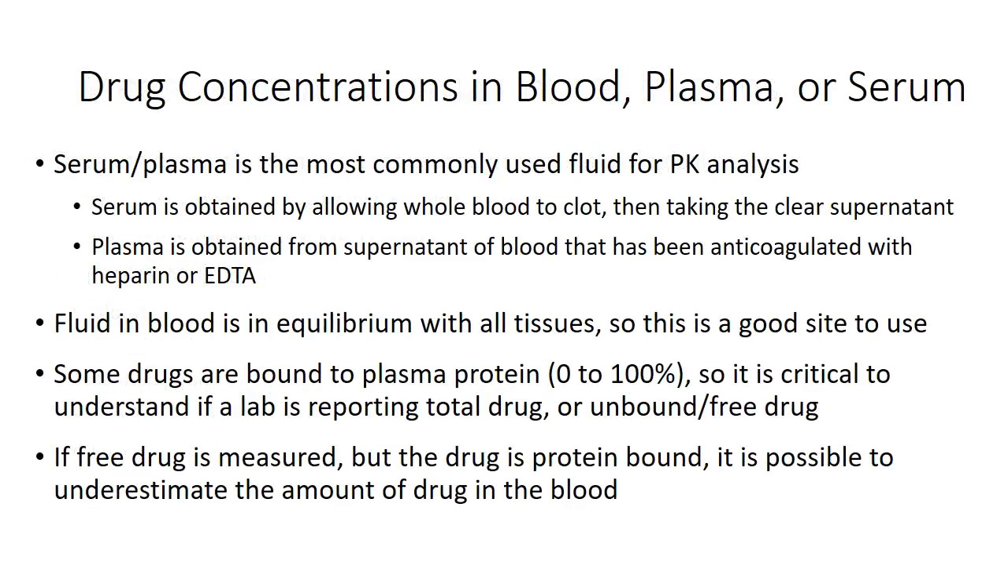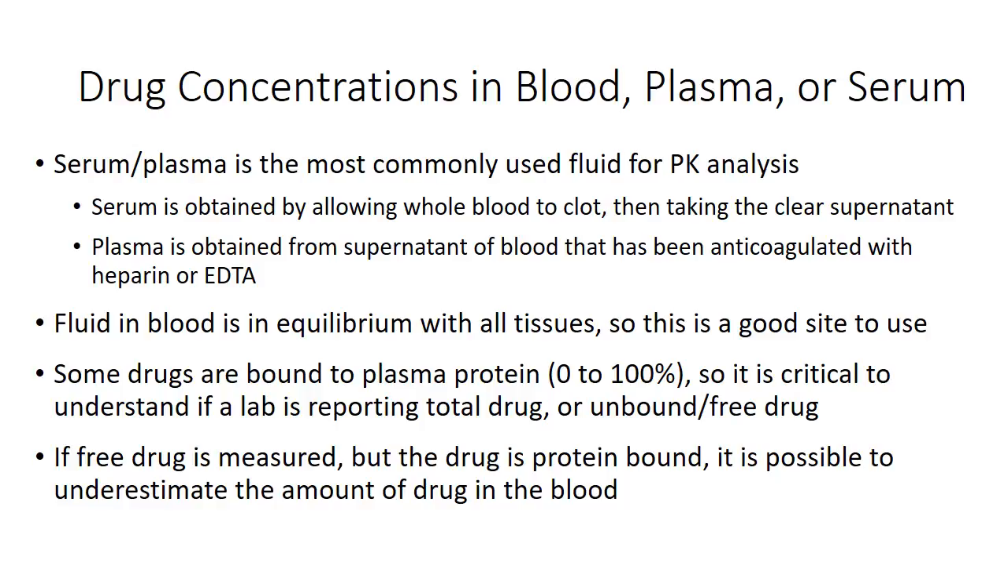So this slide is a little more of a focus on drug concentrations in the most common fluid that we use, which is blood, plasma, or serum. Serum or plasma is the most commonly used fluid for pharmacokinetic analysis. Technically, there is a difference. Serum is obtained by allowing the whole blood to clot and then taking the clear supernatant. And that means serum is devoid of, or lacking, the clotting factors. It's a little bit of a difference there.